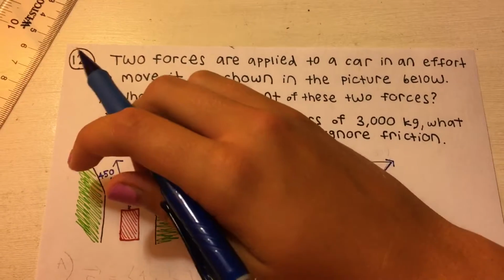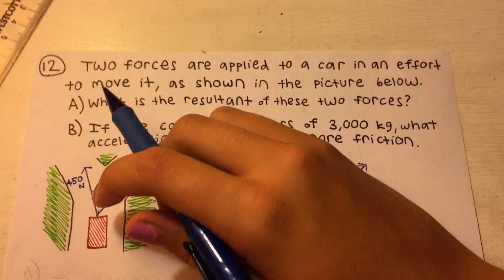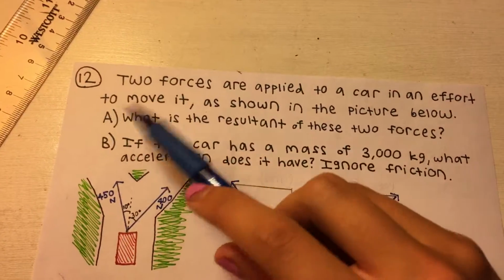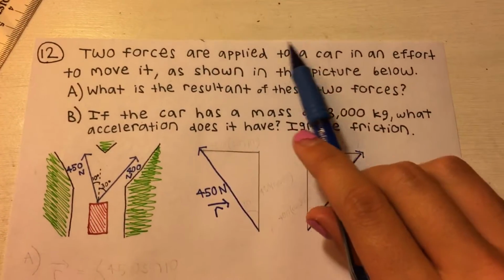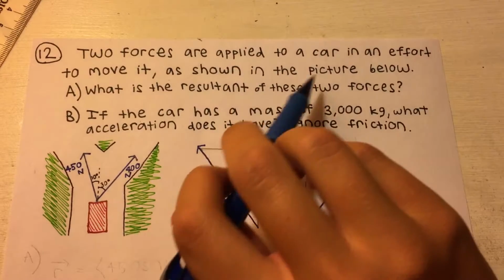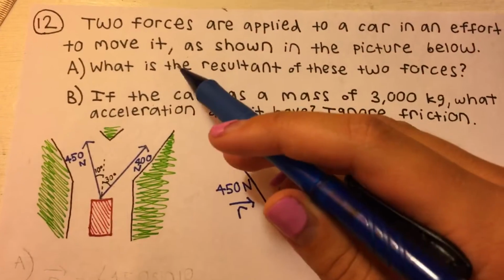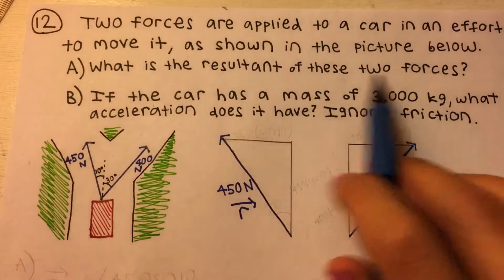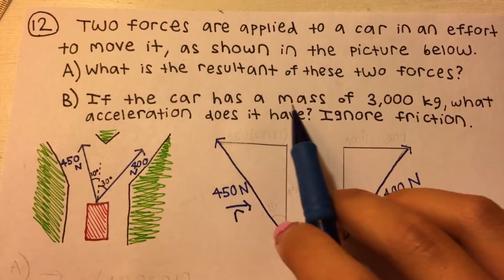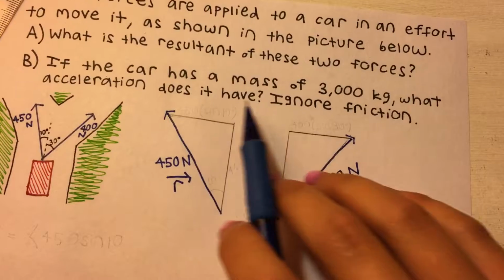Okay, so today I'm going to teach you how to do number 12 on page 109 from chapter 3. So the question is, two forces are applied to a car in an effort to move it, as shown in the picture below. I recopied the picture from the book right here. A, what is the resultant of these two forces? And B, if the car has a mass of 3,000 kilograms, what acceleration does it have?